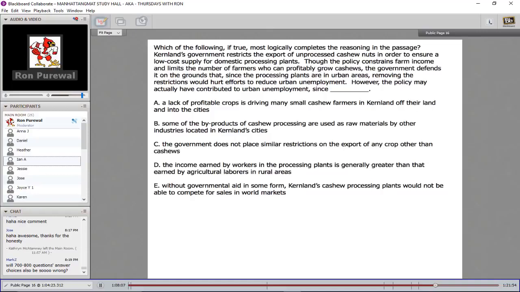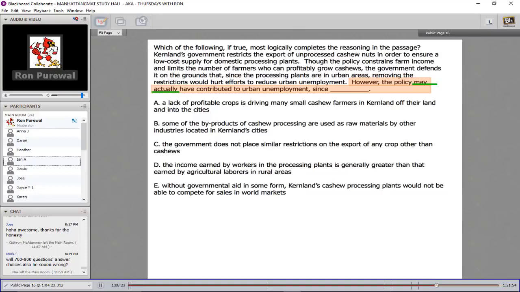So, okay, let's take a look at this. This time, you're filling in the blank, but you need to provide some sort of evidence for this. Contributed to urban unemployment. So we need to figure out what the policy is. And then we need to clarify two things. We need to know what the policy is, and we need evidence that it increases unemployment in cities. Okay.